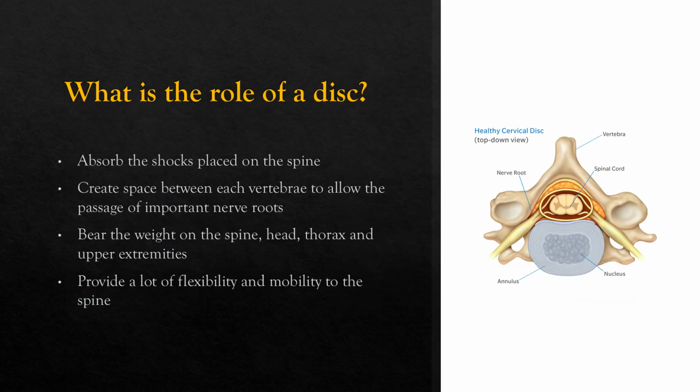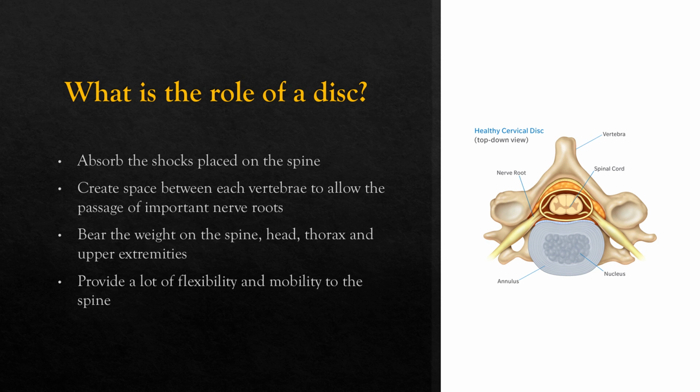What are the roles of a disc? It actually has several important roles. The big one being that it absorbs up to 80% of the shocks through the spine. So they're found in between each vertebrae, and as the body absorbs shocks, whether it's through walking, standing still, jumping, the various forces that we put on it, it's through the discs that are actually absorbing this weight.